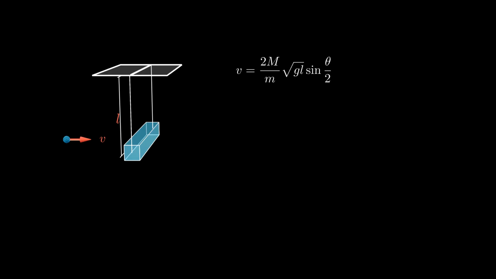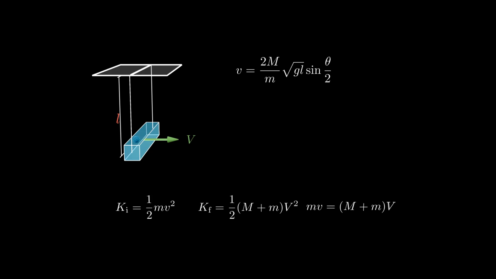In order to find out the fraction of kinetic energy that got converted into heat, I'll have to write down the initial kinetic energy of the bullet first, which I can represent as Ki equal to half into small m into small v square. The kinetic energy of the system just after the collision can be represented as Kf equal to half into small m plus capital M into capital V square.